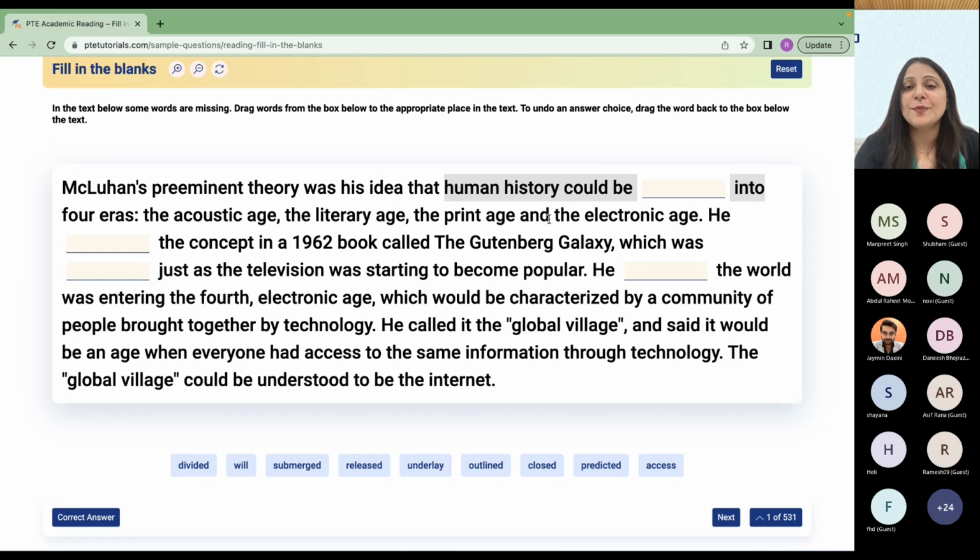Read it now. Human history could be dash into four eras. What will you put in the blank? You can write your answer in the chat box if you need. Human history could be dash into four eras. Start putting one by one.